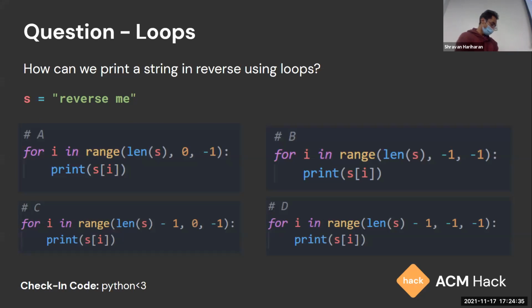So I have a question for you all. Given what we learned about loops, how can we print a string in reverse using loops? Here are four examples. You can take some time and read through them. We'll take 30 seconds to come up with which answer we want, and I'll ask people to raise their hands and see what people think. So we'll take 30 seconds to think about an answer here.